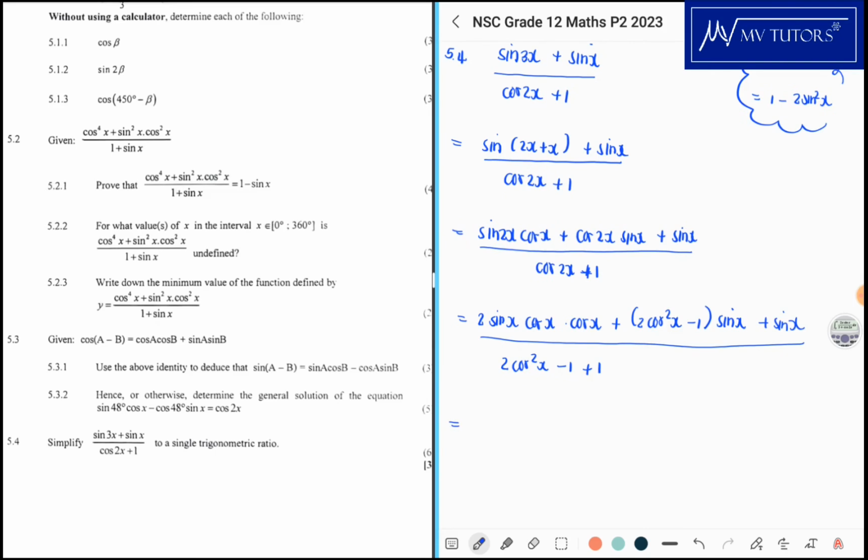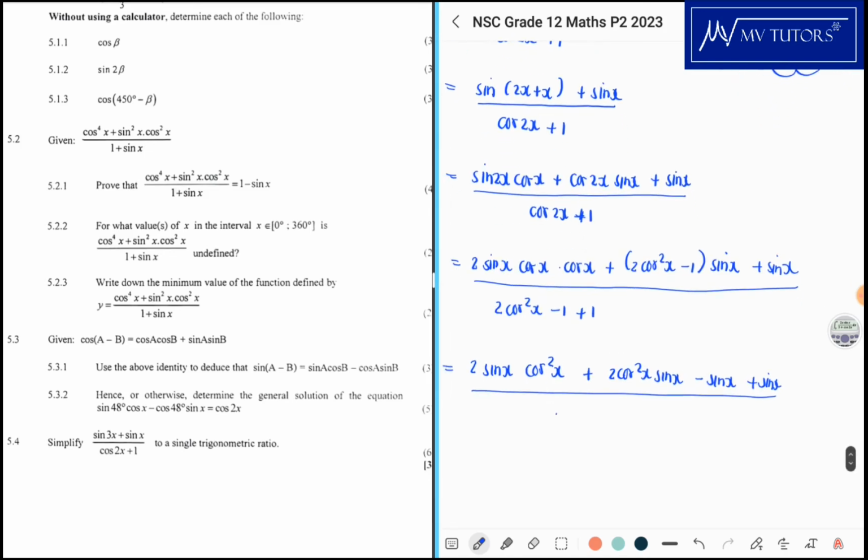So here I have 2 sine x cos squared x plus, should I multiply it in or leave it? Let me multiply in the sine. And then I have 2 cos squared x sine x minus sine x plus sine x. Let's just go ahead and see. So the negative 1 and the 1 cancel. So I'm left with 2 cos squared x in the denominator.